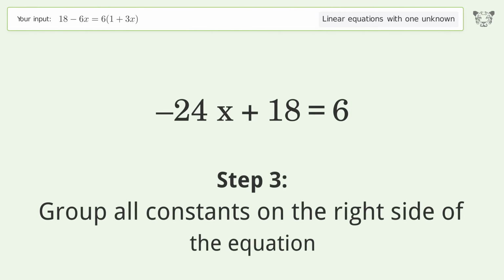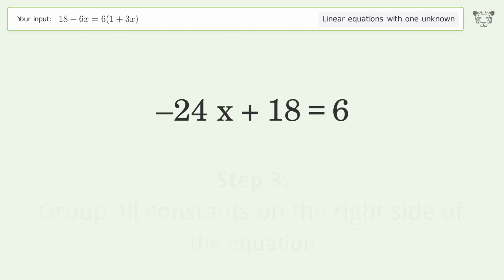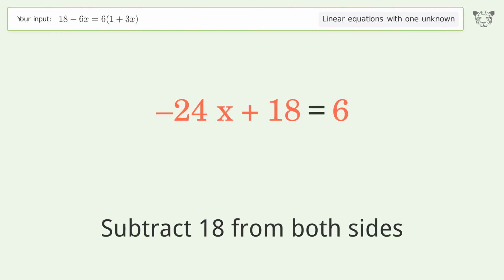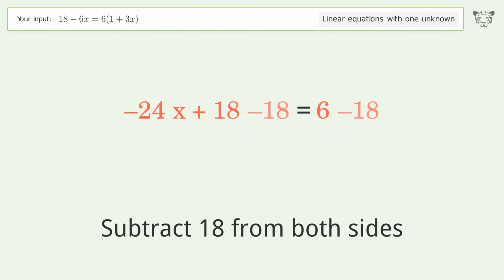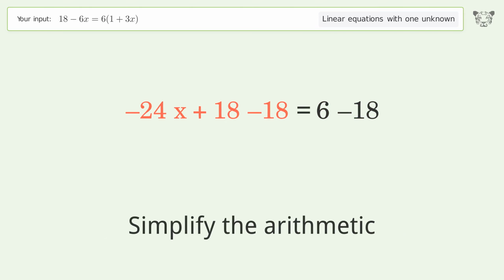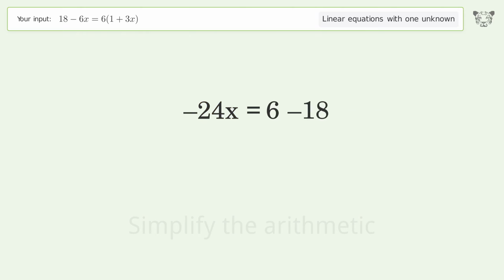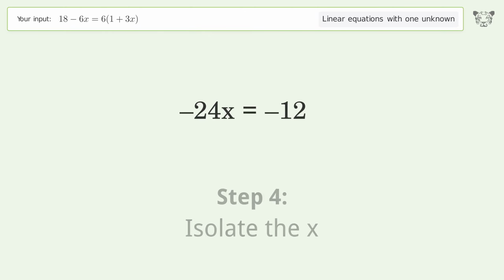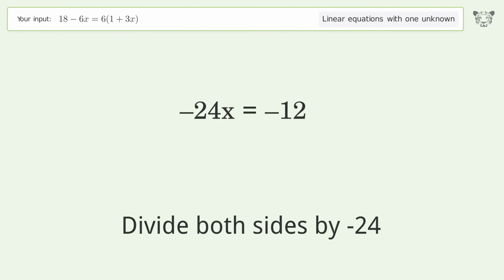Group all constants on the right side of the equation. Subtract 18 from both sides. Simplify the arithmetic. Isolate the x. Divide both sides by -24.